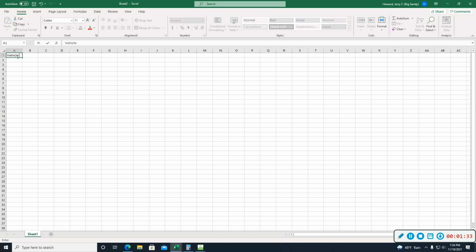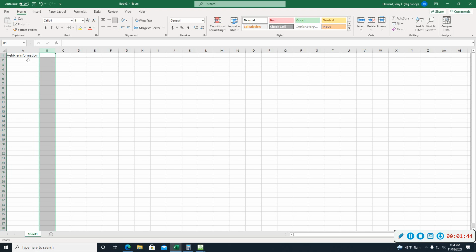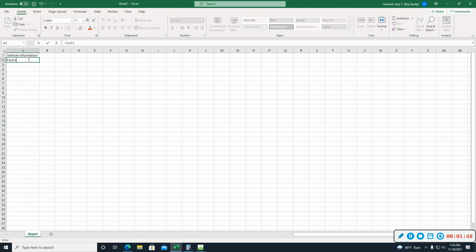Vehicle information, and just if you'll see how it goes over into that one, if you double click right here, it'll open that up for you. And in this first one, I want to put the Ford Escape gasoline, and the one underneath of it, I want to put Ford Escape hybrid, and that's how we'll separate those.